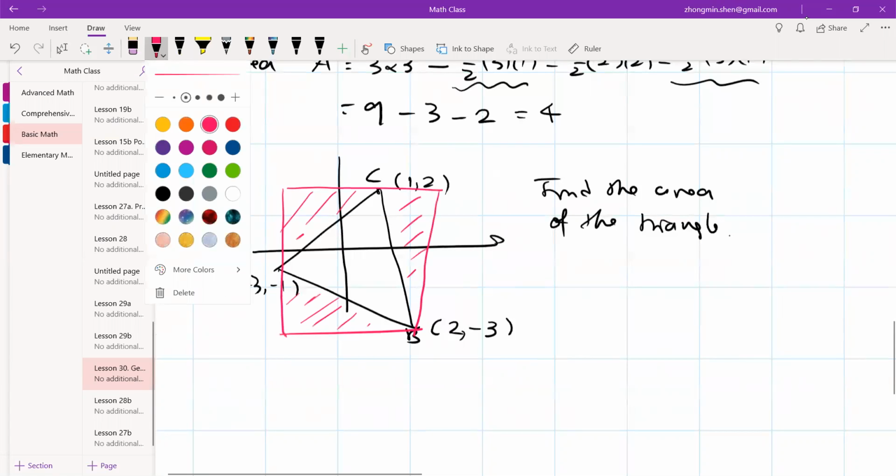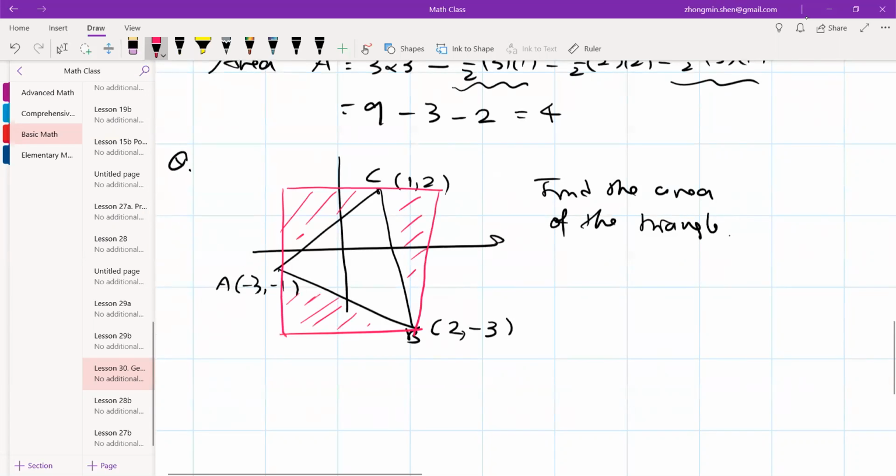Okay, so let's figure it out. From -3 to 2 is 5, and from -3 to 2 is also 5. It's a square, right? And then from -3 to +1, it's going to be 4. And from 1 to 2, here's the 1. And then from -1 to +2 is 3. From -1 to -3 is 2. So each side you mark it. Right? It's 11.5.